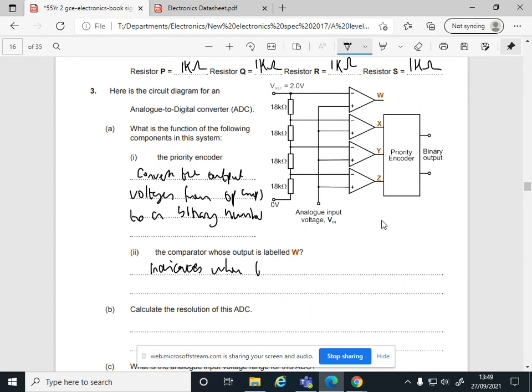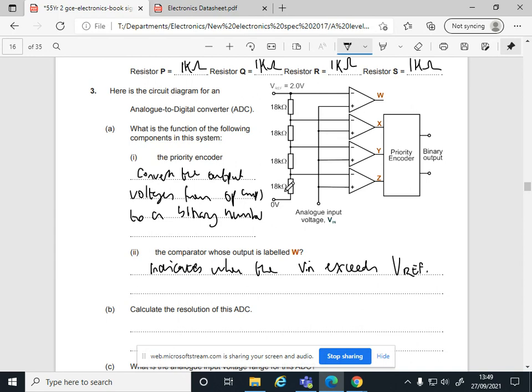Indicates when the input voltage, V in, exceeds V ref. Okay, that should be in. What is the resolution? That's the smallest voltage step.